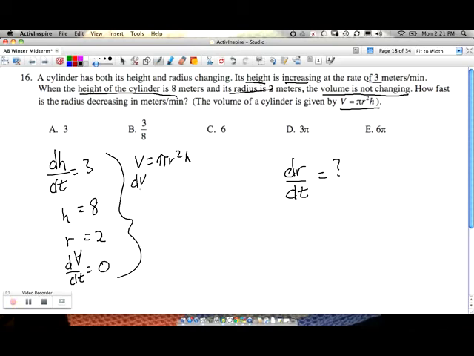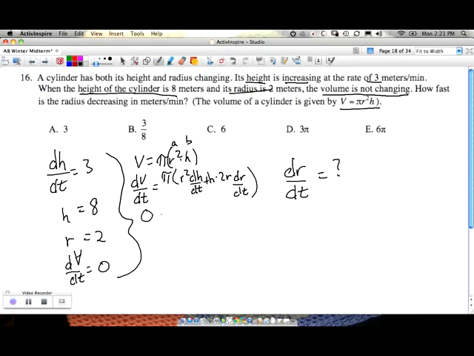If we take the derivative of this, the left side will be dV/dt. We've got pi. Now this is going to be a product rule, r squared and h. We have an a and a b, so we're going to have a b prime plus b a prime. So it's going to be r squared times dh/dt plus h times 2r dr/dt.